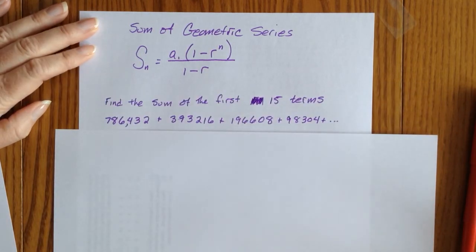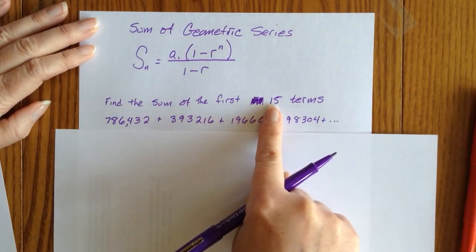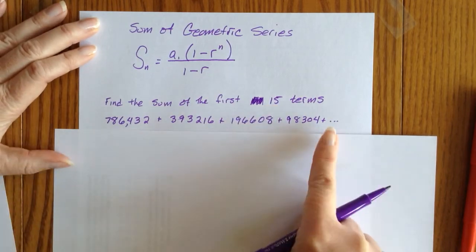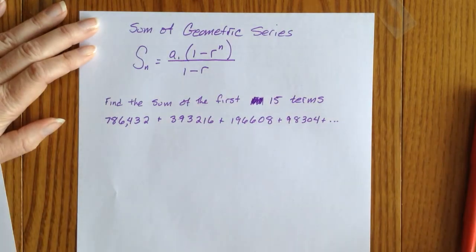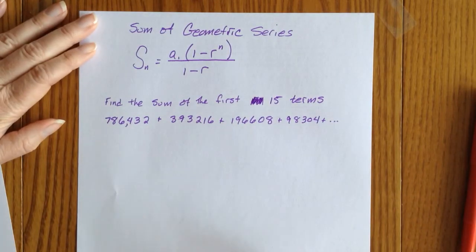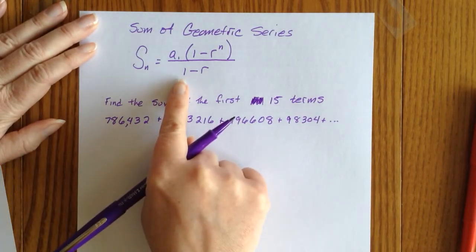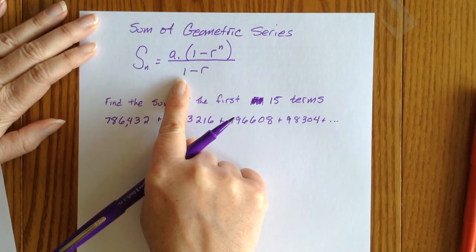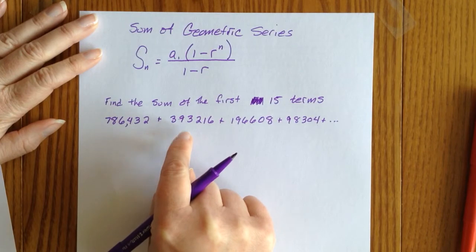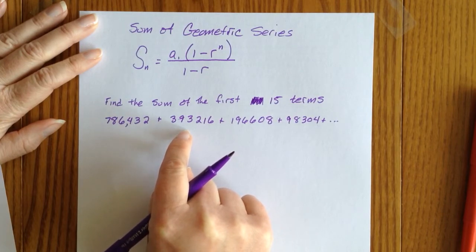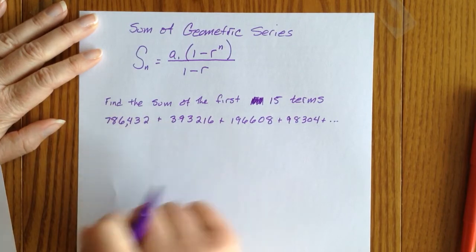Find the sum of the first, I changed my mind, 15 terms in this particular sequence. All right, so we're going to find the sum. Well, first of all, if we're going to use this geometric series formula, we better make sure this is geometric. Yeah, I know.